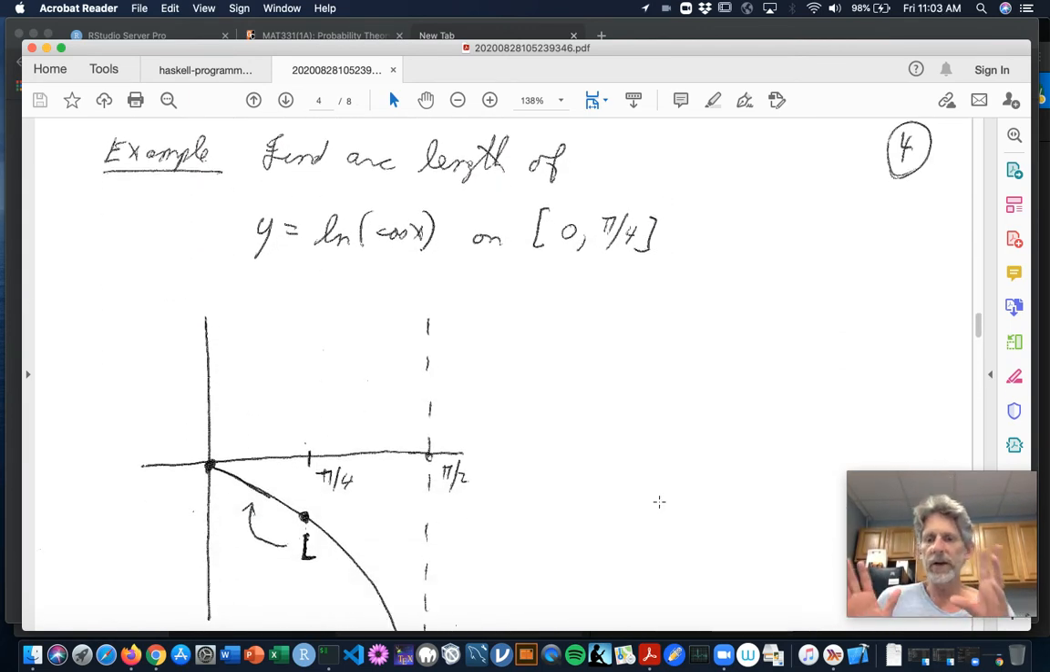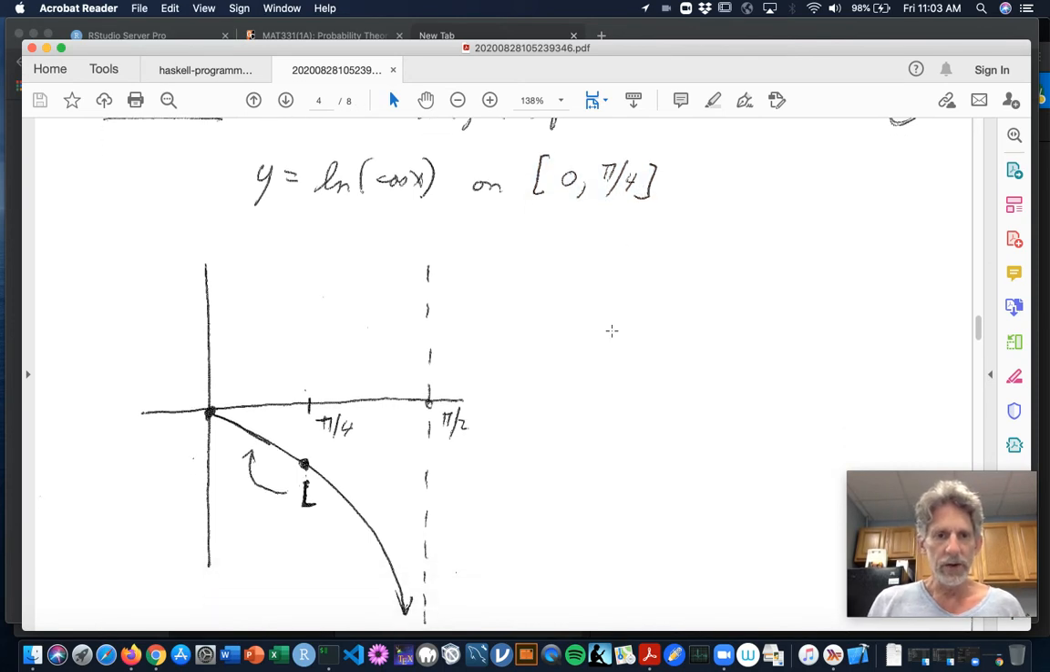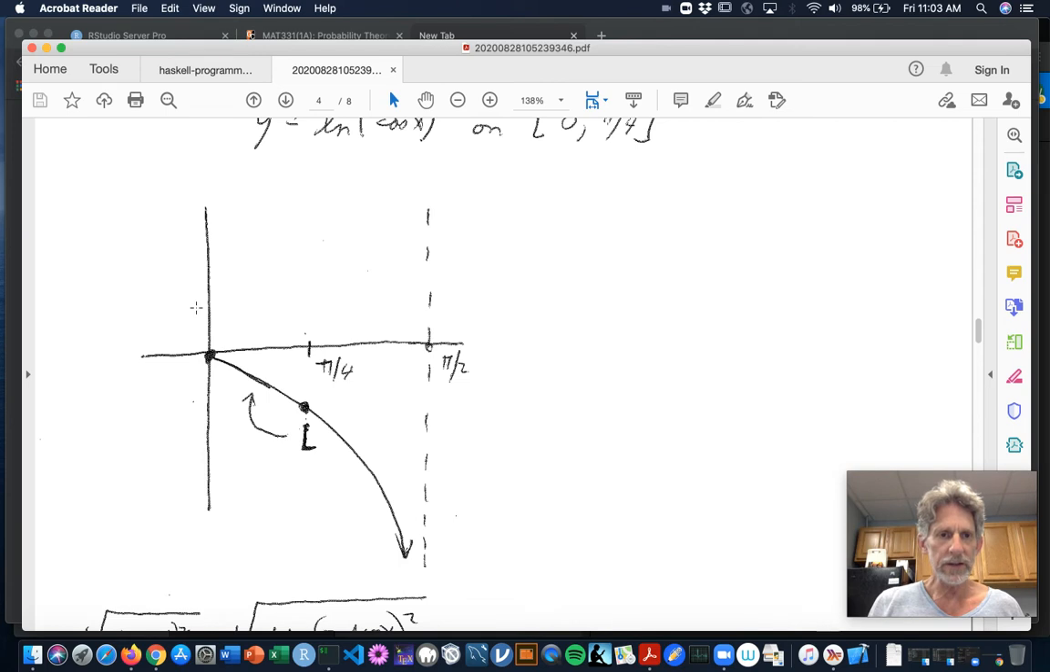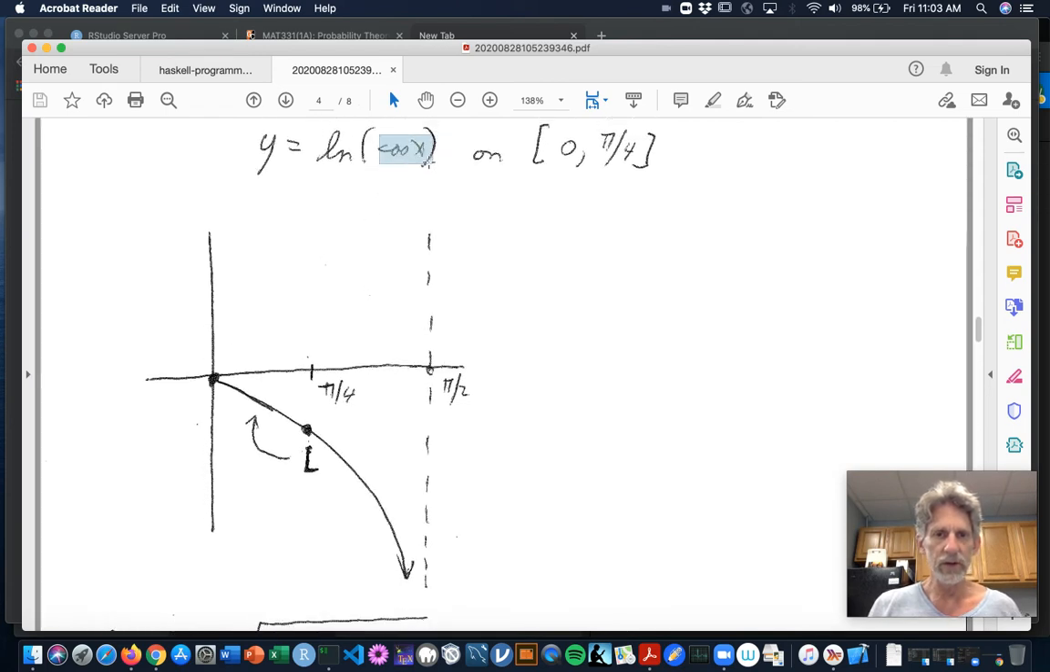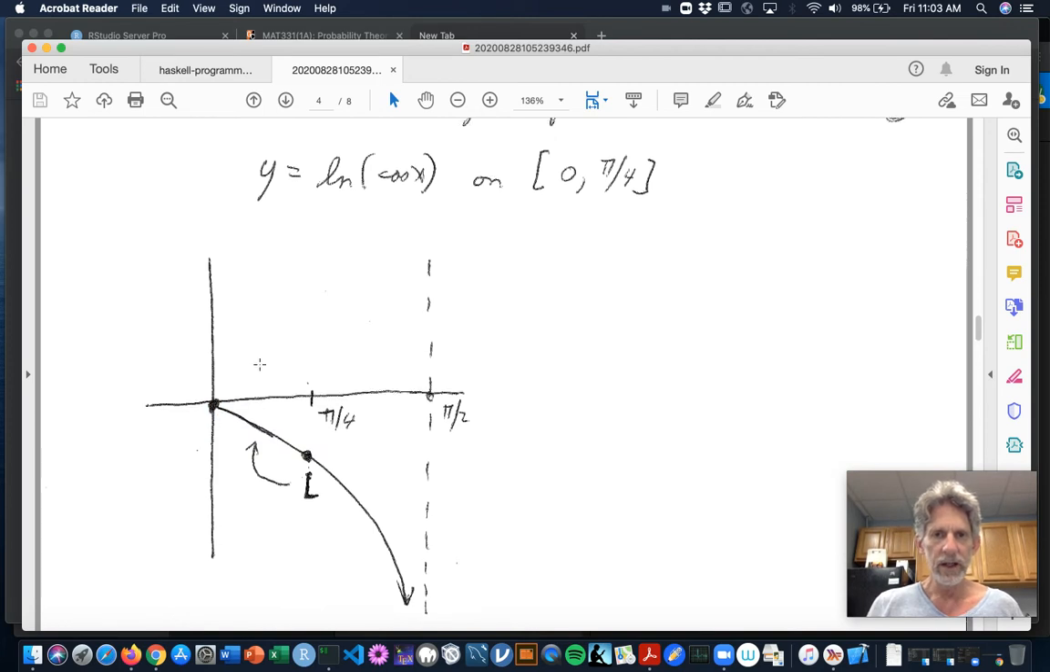Another example: find the arc length of the curve y equals natural log of cosine of x as x varies from 0 to pi over 4 radians. So here's a really rough graph of that. When x is 0 radians, cosine of 0 is 1, and log of 1 is 0. So (0, 0) will be on the graph. If I actually let myself get up to pi over 2, cosine of pi over 2 has gone down to 0 by that time. Log of it would be undefined.